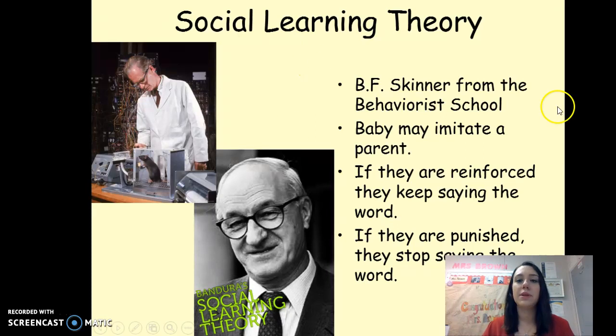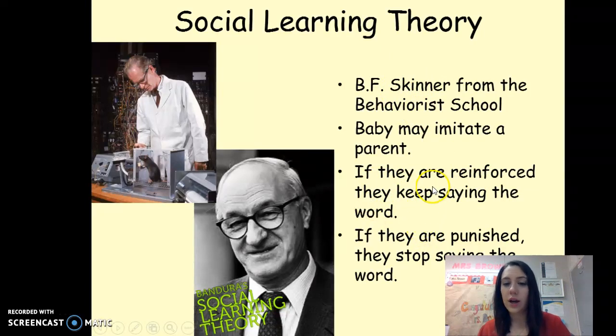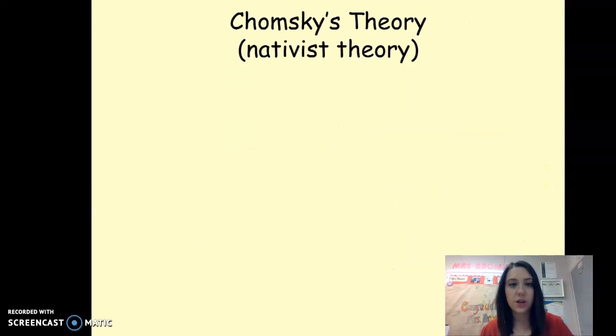So a baby may imitate the parent. And then B.F. Skinner talked about reinforcement. If they're reinforced to keep saying the word, then they'll say it. But if they're punished, then they might stop saying the word. That's the behavioral view, using operant conditioning to teach language.